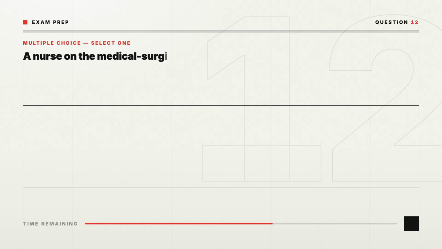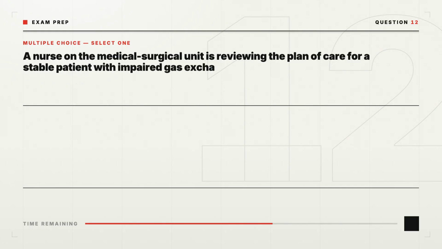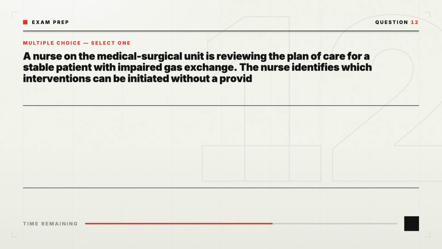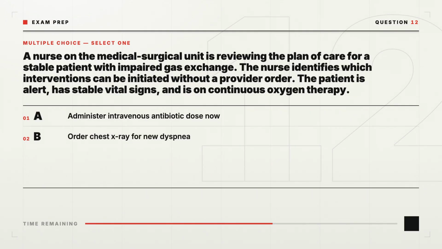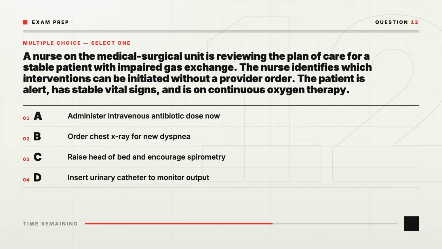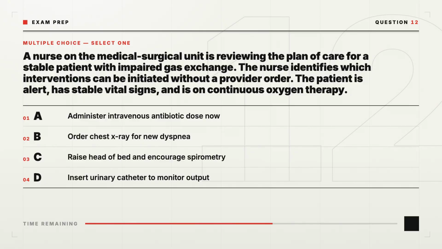Question 12. A nurse on the medical surgical unit is reviewing the plan of care for a stable patient with impaired gas exchange. The nurse identifies which interventions can be initiated without a provider order. The patient is alert, has stable vital signs, and is on continuous oxygen therapy. Your options are: A. Administer intravenous antibiotic dose now. B. Order chest X-ray for new dyspnea. C. Raise head of bed and encourage spirometry. D. Insert urinary catheter to monitor output. What's your answer? Commit to one before I continue.